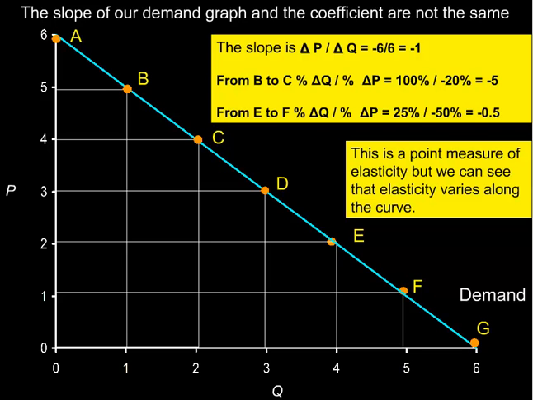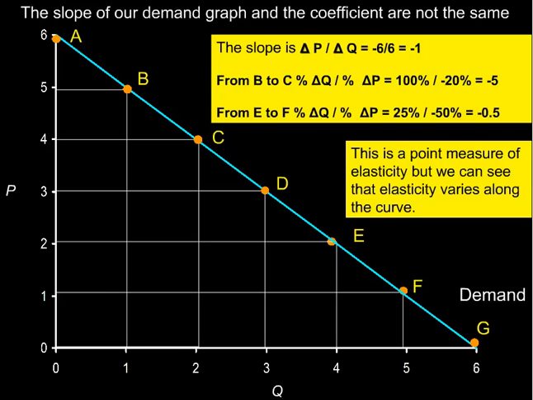It's also important to say something about the slope of the demand graph, because the slope of the demand graph and the elasticity number that we generate are not exactly the same thing, and we'll see why in a moment. Here we have a demand graph. We've got 7 points on it: A, B, C, D, E, F and G, indicative of various price and quantity combinations.